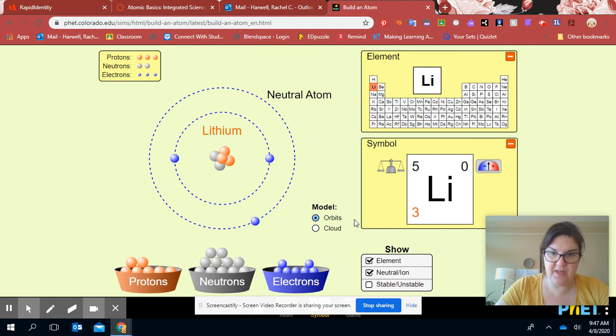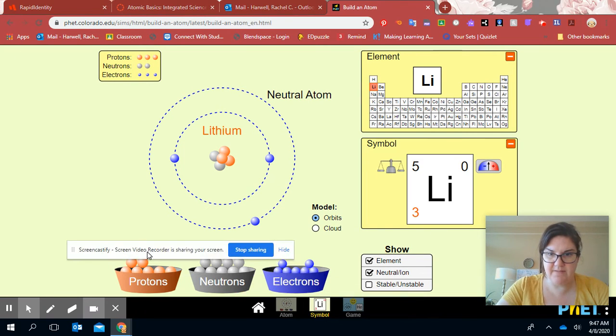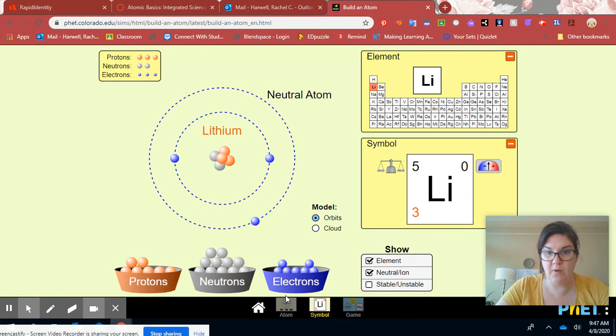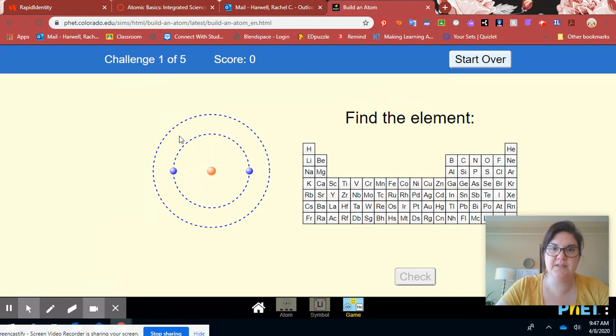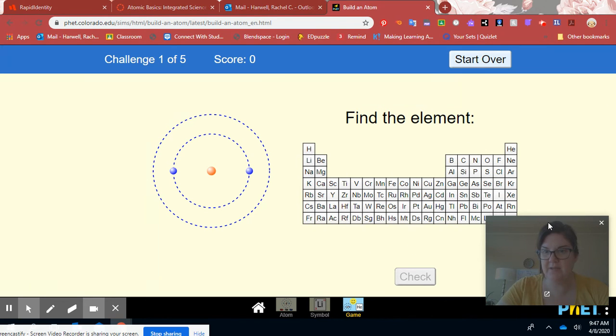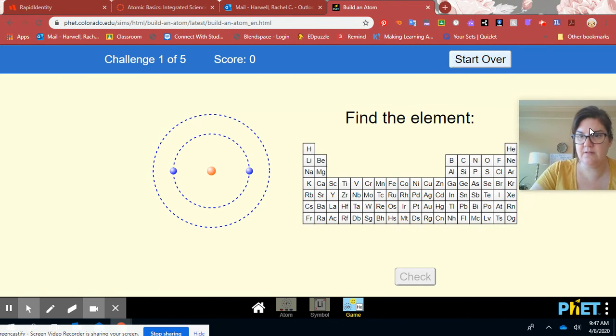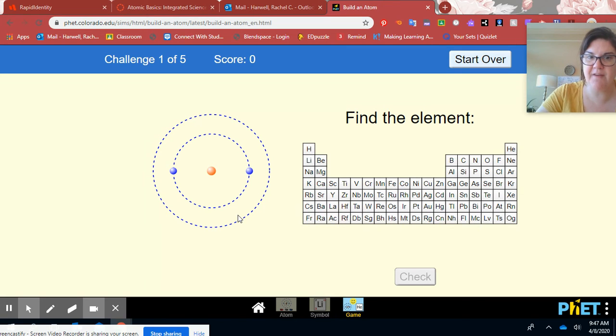All right, so then when you have this, let me get this out of the way. Once you've played around with these 2 things for a little while, you can come over here to the game, and there are 4 different games for you to choose from. This one, looking at the periodic table, you have to find the elements. Let me move my lovely face out of the way here. Okay, so find the element.